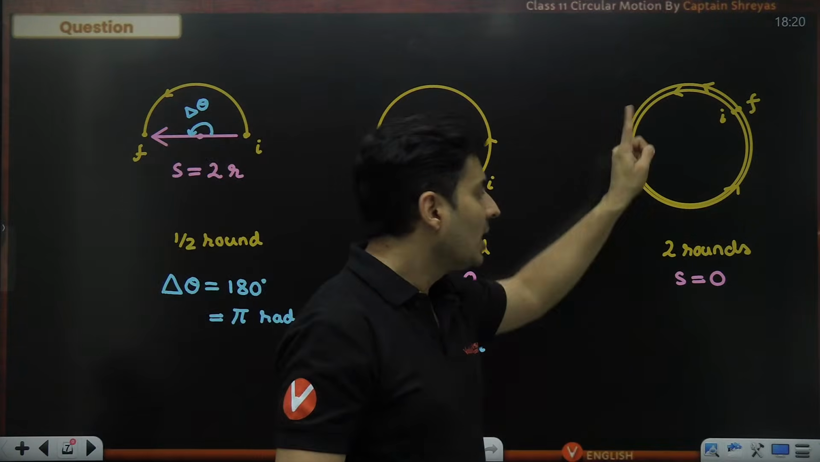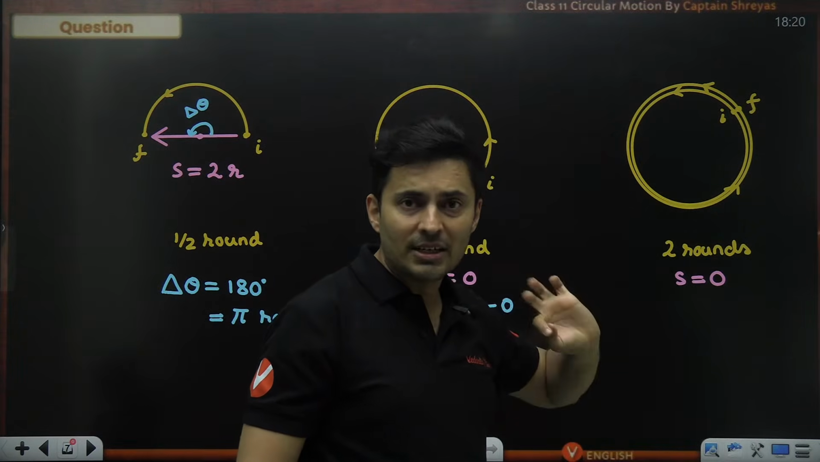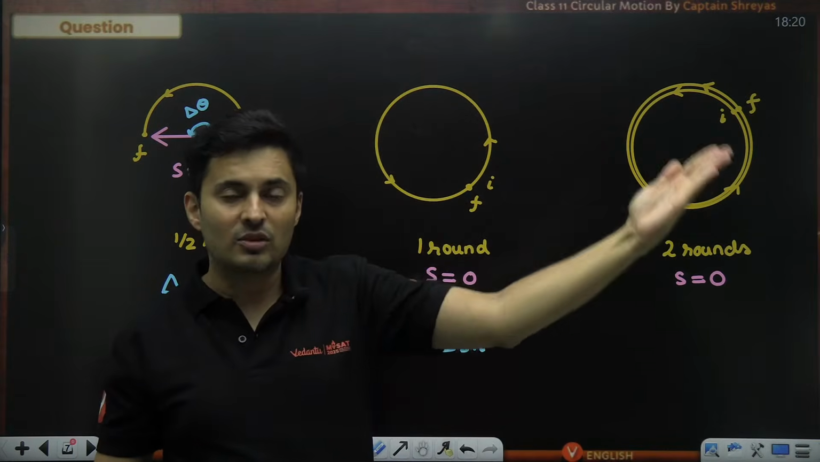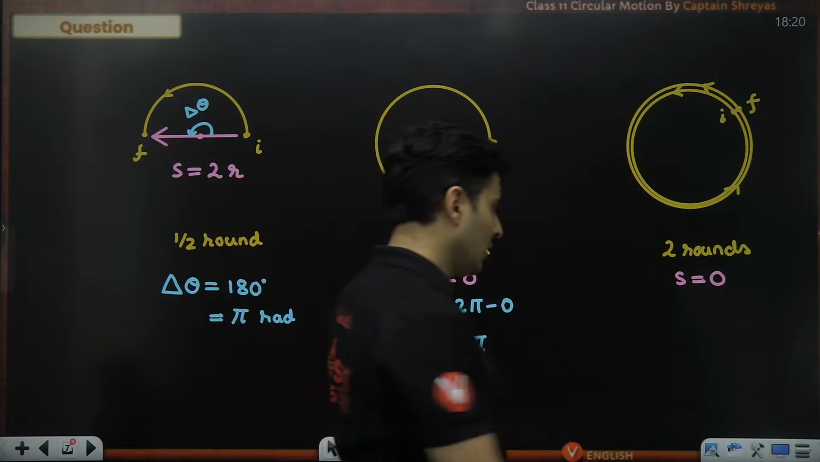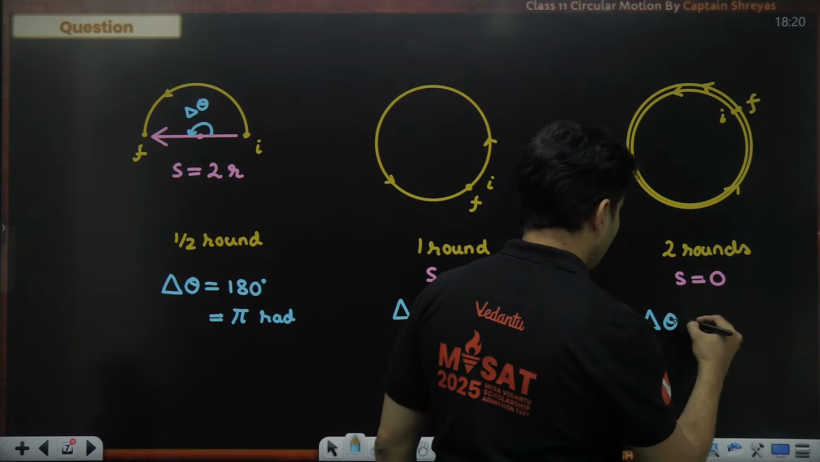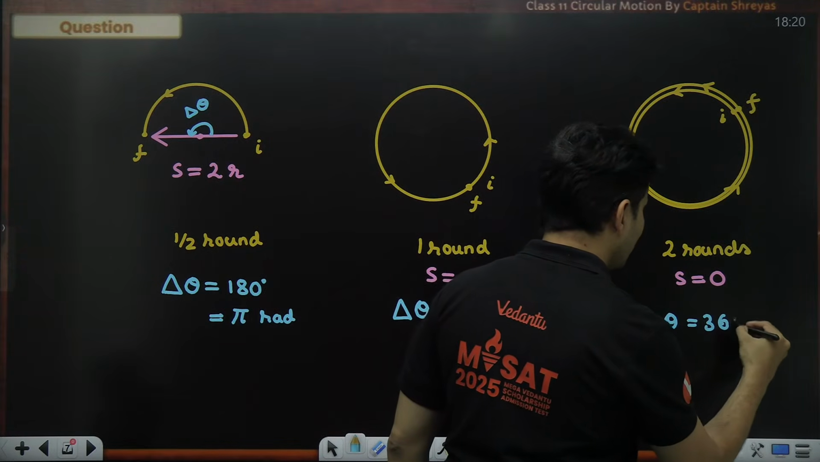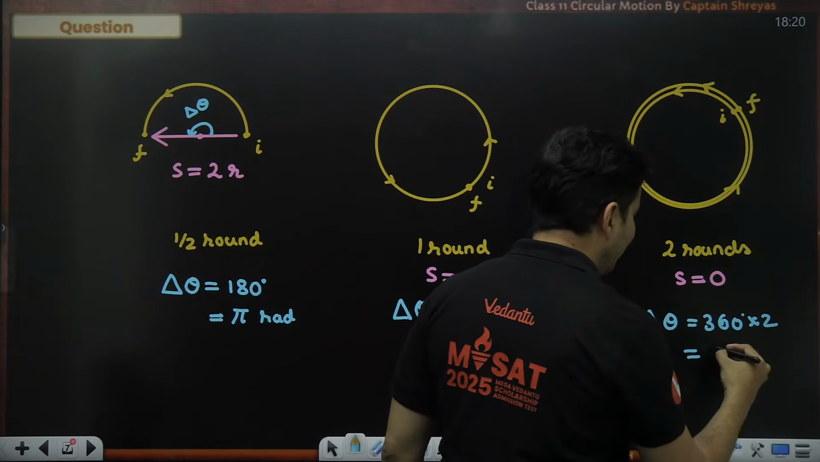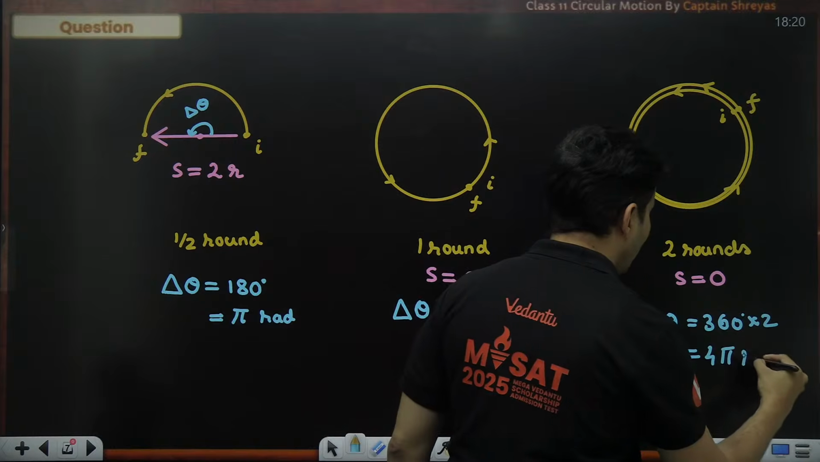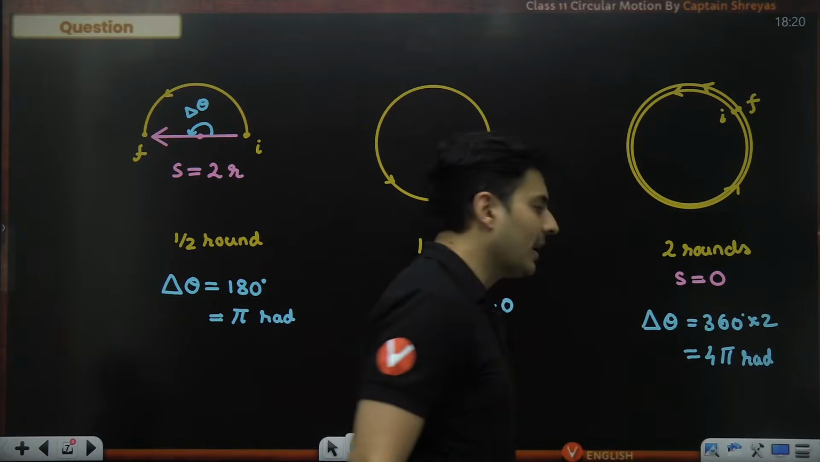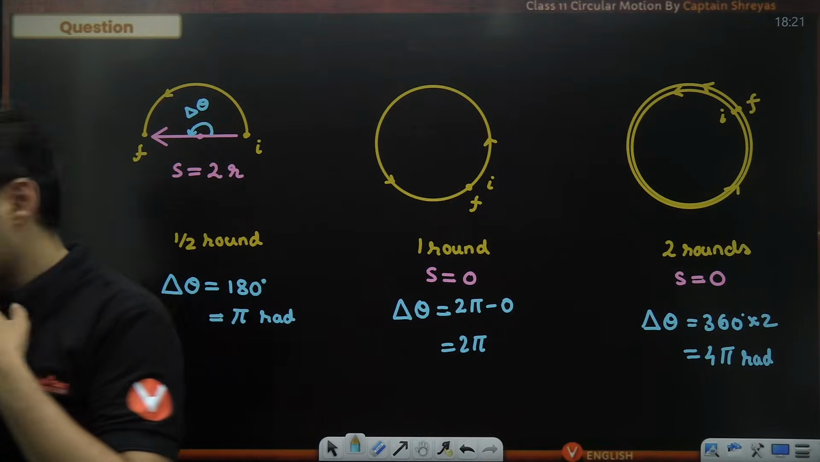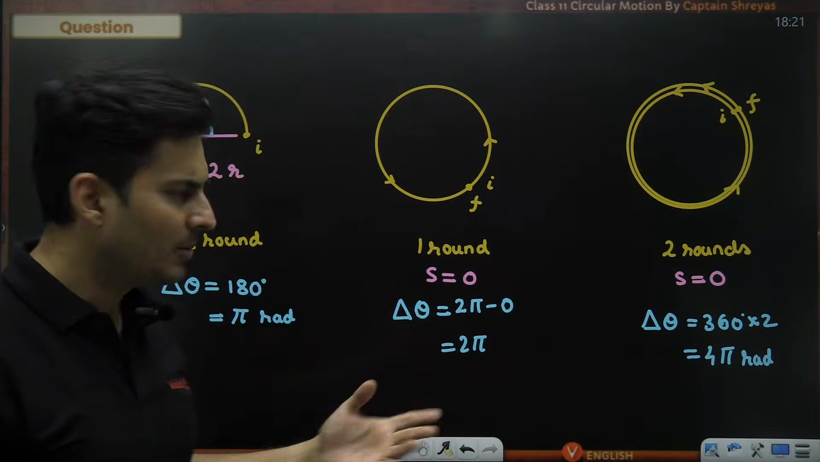In this scenario, again, your actual displacement is 0, but think about the angle which has been swept once and twice. So the angle swept is 360 degrees, but 2 times, which is nothing but 720 degrees or 4 pi radian. 4 pi radian. Is that absolutely clear? When I have just started the class, I think you should be able to catch up.